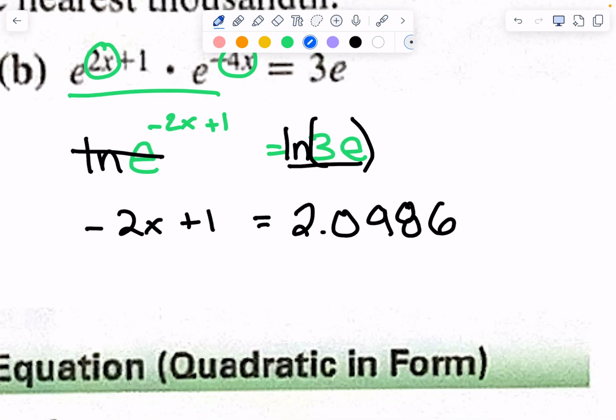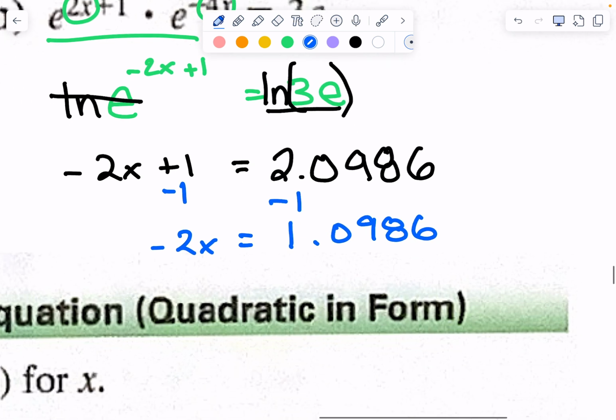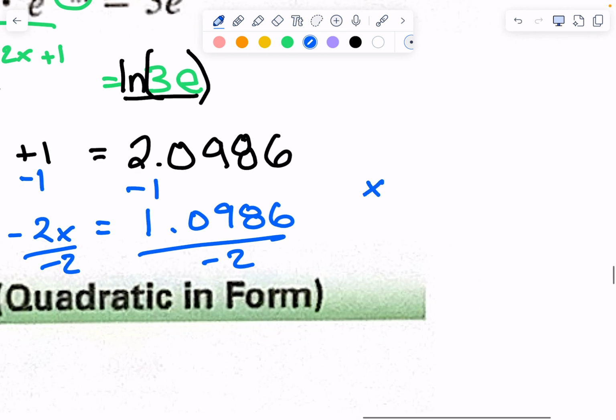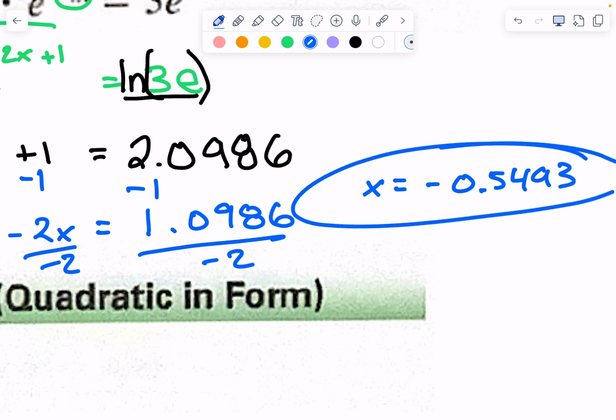Now it's math. Now it's algebra. Minus 1. Negative 2x equals 1.0986. And then we divide by negative 2, and that's it. And somebody's got to give me that. 0.5493. Perfect. Thanks.